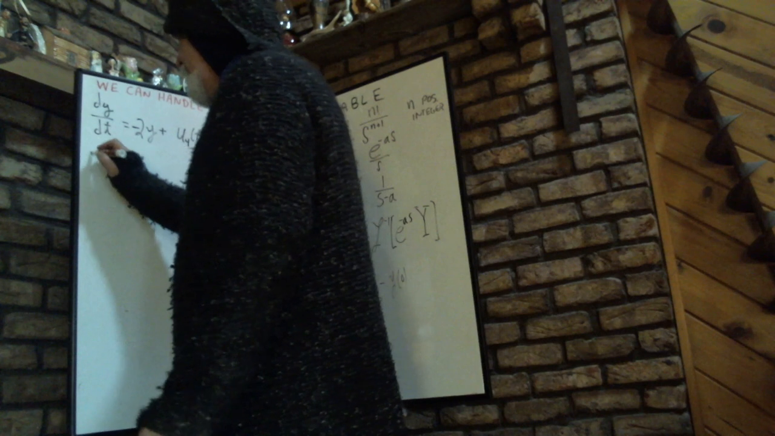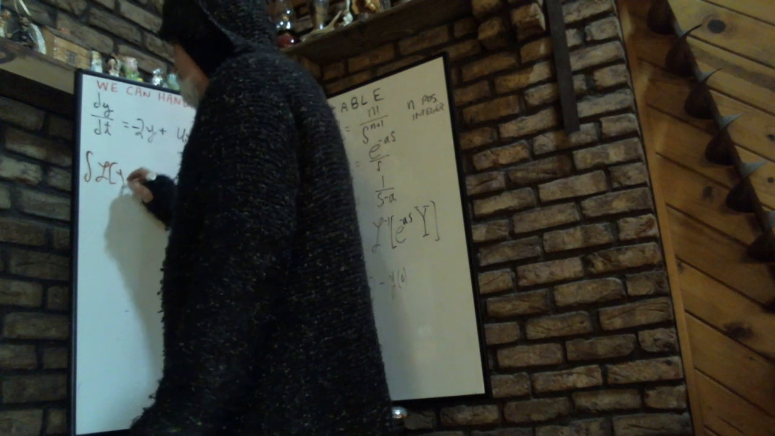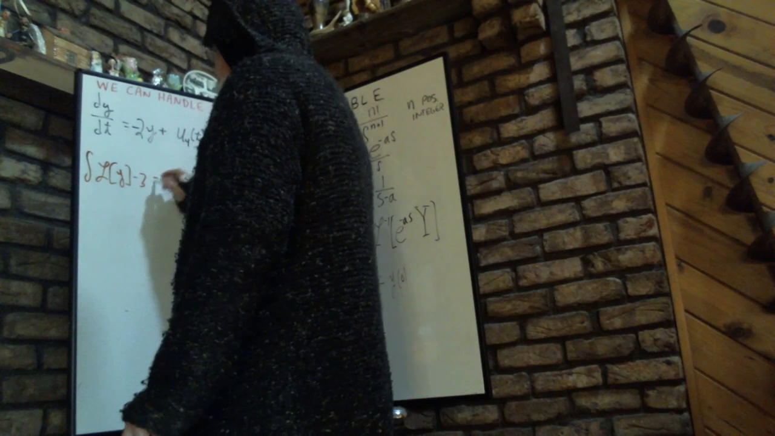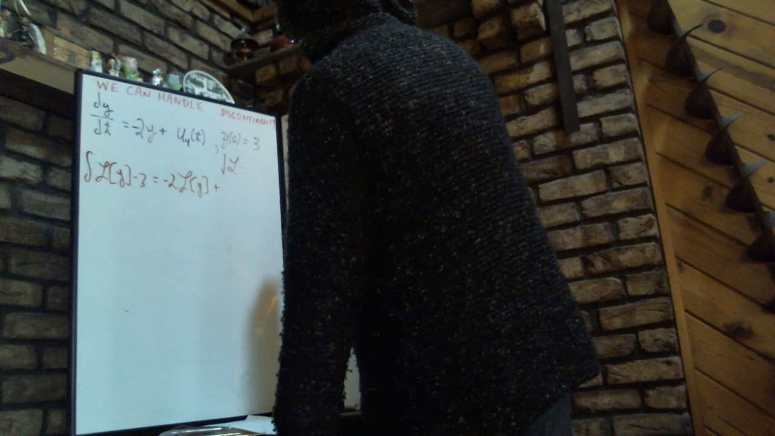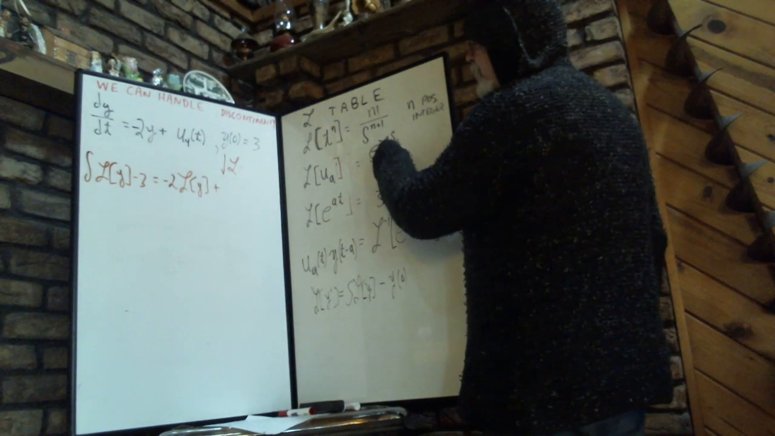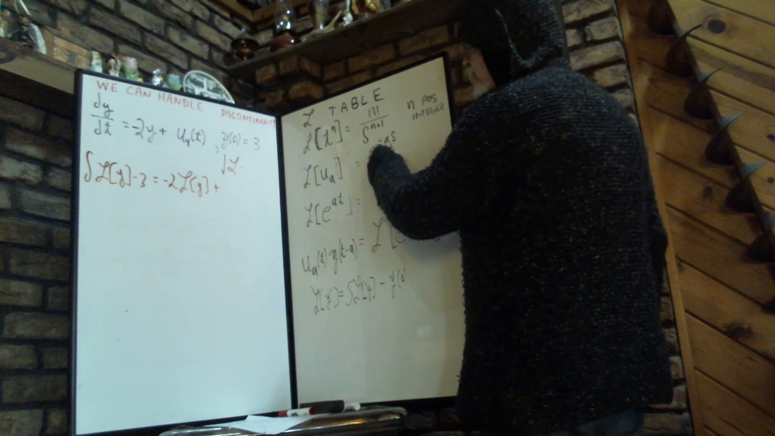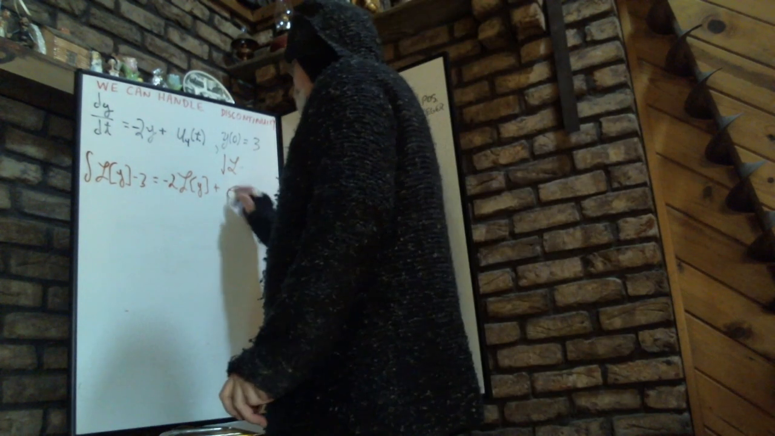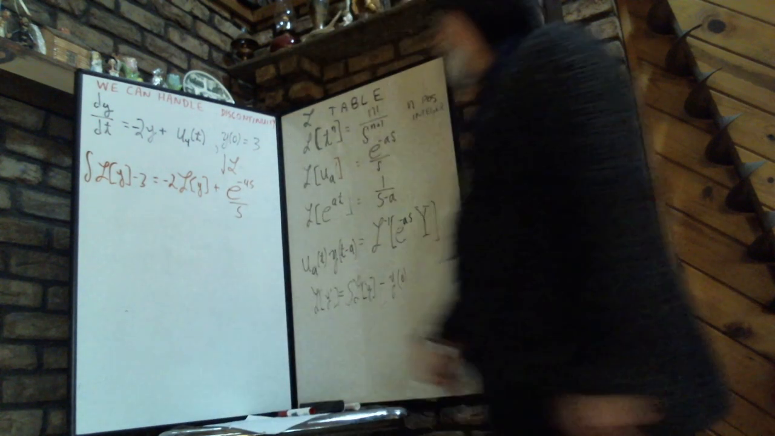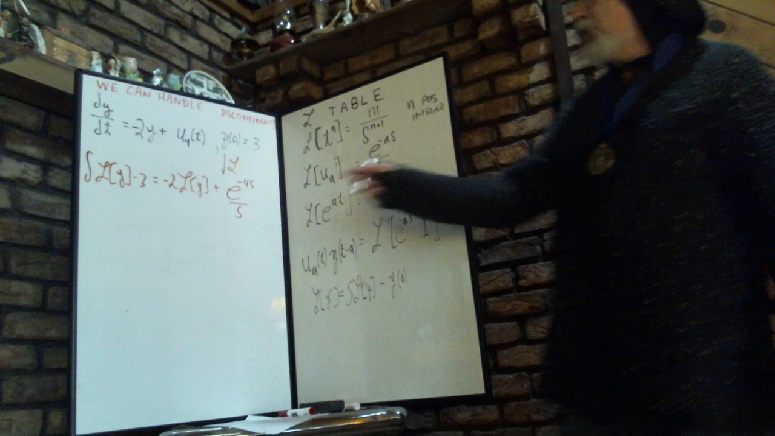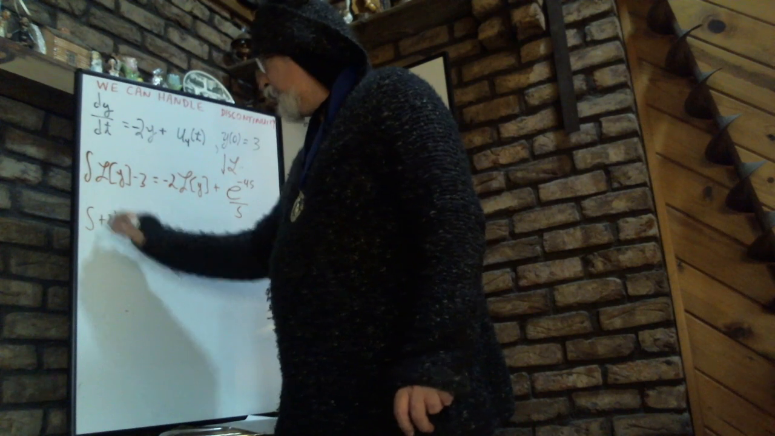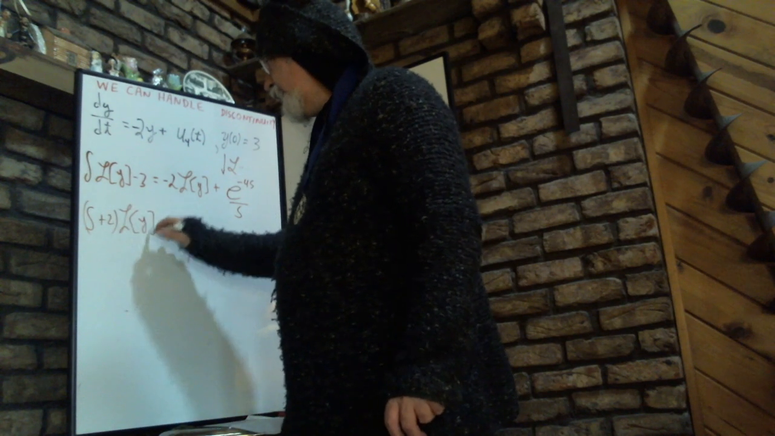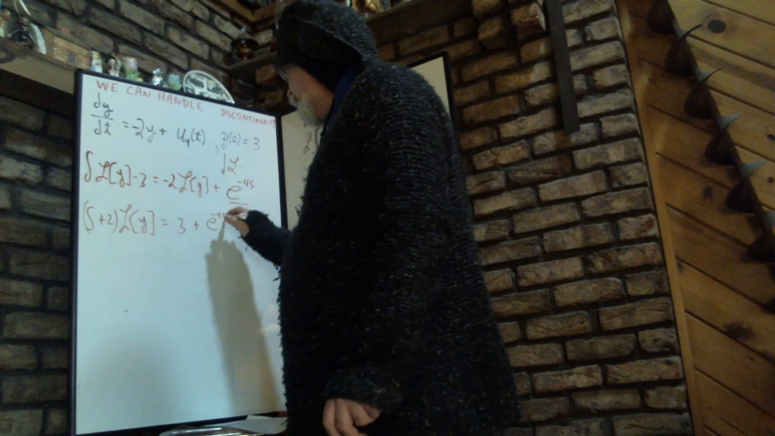So this side becomes s L of y minus 3, and that's equal to negative 2 L of y plus the Laplace transform of u sub a, which is e to the negative as over s. Well, in this case, it's a 4. So it's e to the negative 4s over s. So far, so good. Now, I'm going to bring the L of y stuff on one side, bring the 3 over. So I have s plus 2 times L of y equals 3 plus e to the negative 4s over s.